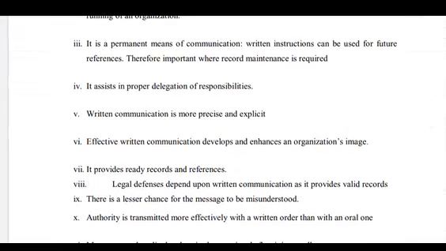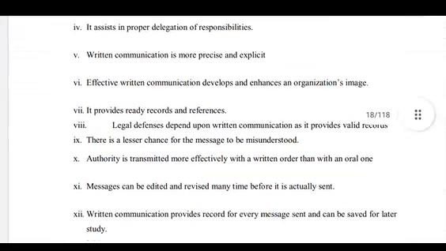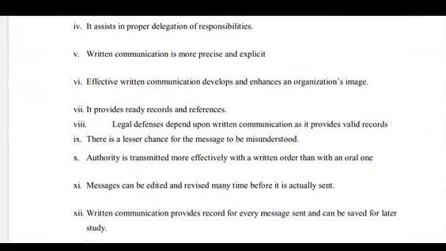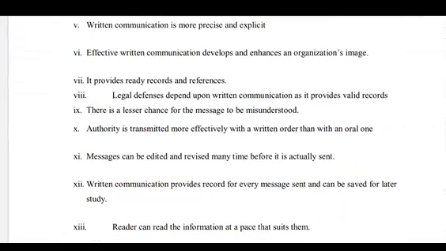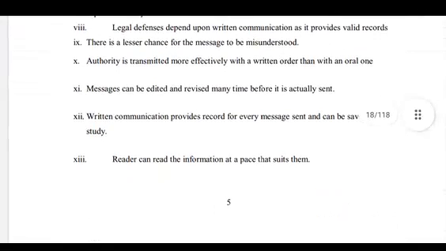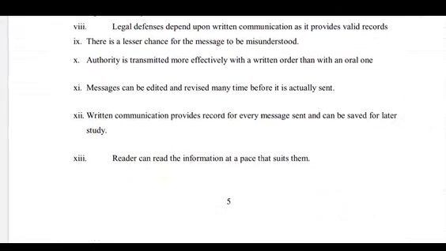Written communication is more precise and explicit. We have talked about that. We can also say that effective written communication develops and enhances the organization's image. Yes, that is it. It also shows that the organization is well ordered. It provides ready records and references. We have talked about that. We can also say that for legal defenses, written communication provides valid records. There is less chance for a message to be misunderstood. Authority is transmitted more effectively with a written order than with an oral one.